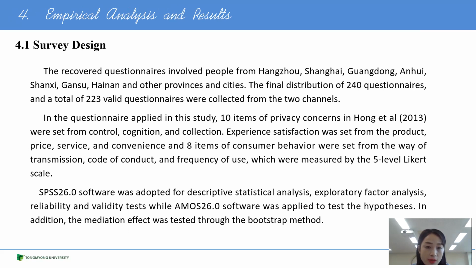In the questionnaires applied in this study, 10 items of privacy concerns in Hong et al. 2013 were set from control, cognition, and collection. Experience satisfaction was set from the product, price, service, and convenience, and items of consumer behavior were set from the way of transmission, code of conduct, and frequency of use, which were measured by the 5-level Likert scale.